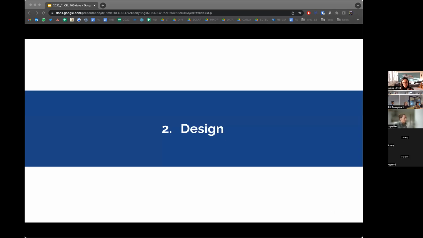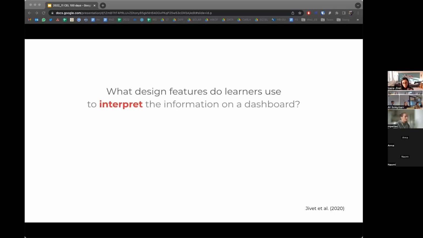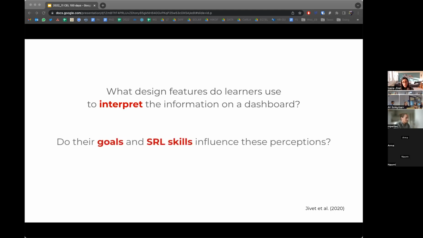So in the second part, or in another study, we wanted to discover what design features learners use to interpret the information on the dashboards. On top of that, we wanted to see whether the goals students have, and again, self-regulated learning skills, influence how students perceive these design features, whether they are more relevant or more irrelevant, depending on goals and SRL skills.